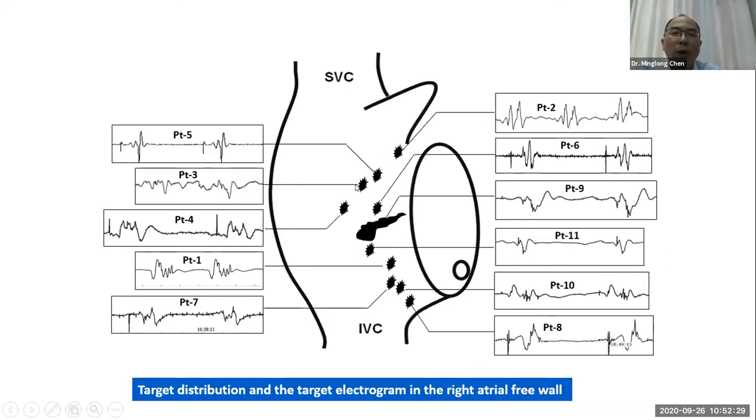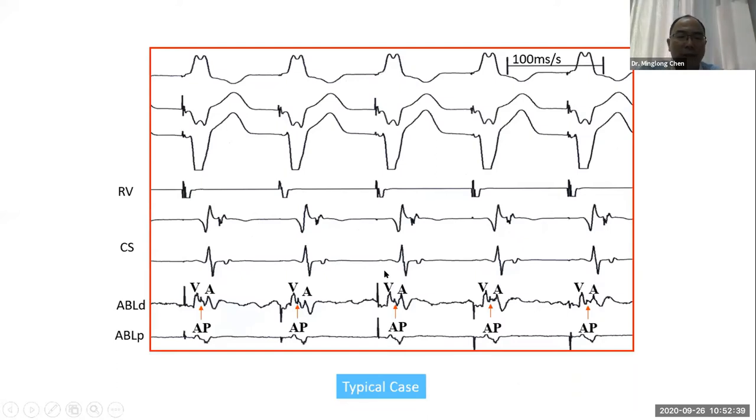So when you try to ablate the free wall extra pathway in this region, three-dimensional mapping is often necessary. So this is a typical case. You can see here, this is V, this is A. Between V and A, you can see a very nice extra pathway potential, a sharp potential. So this is exactly the insertion point of the extra pathway to the right atrium.